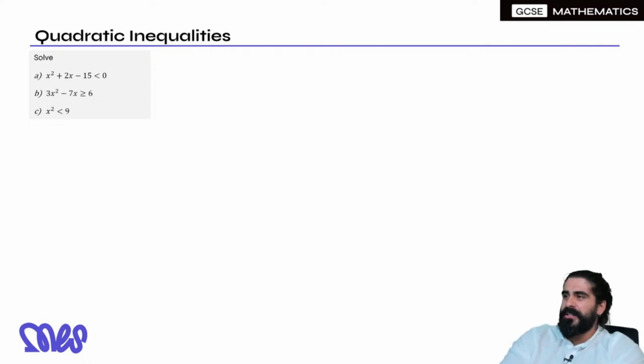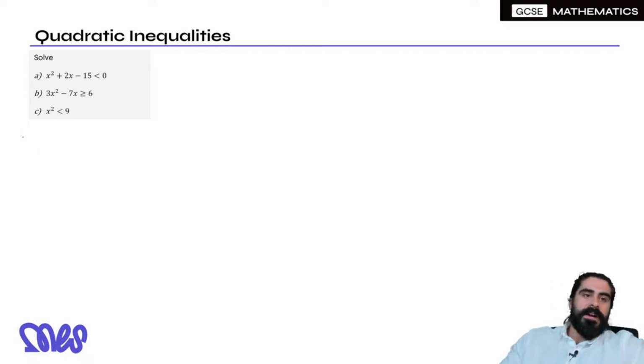The main thing with quadratic inequalities is, do you guys know how to factorize? And I'm hoping by now the answer is yes, we know how to factorize. With quadratic inequalities, we always have to factorize. There's no other way. So, solve x squared plus 2x minus 15 is less than 0.